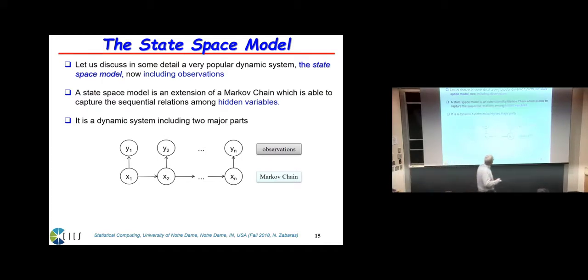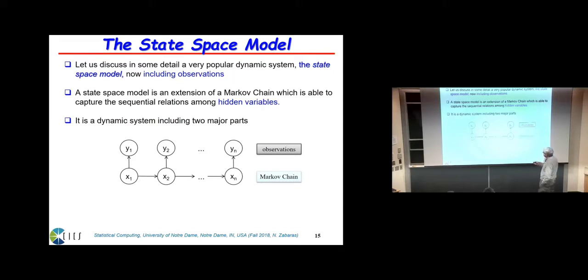We don't know what they are, okay? These are hidden variables. What we observe is y1, y2, yn, and the way that I denote this with arrows here implies that y1 really depends only on x1, y2 depends only on x2, etc. So if you wanted to compute y2, you can do this if you know what x2 is, and that's the only information you need.